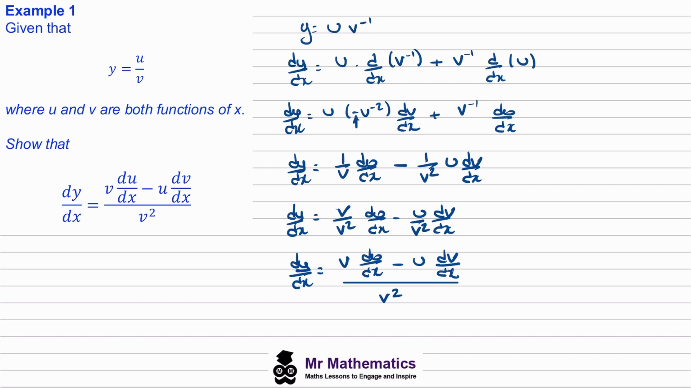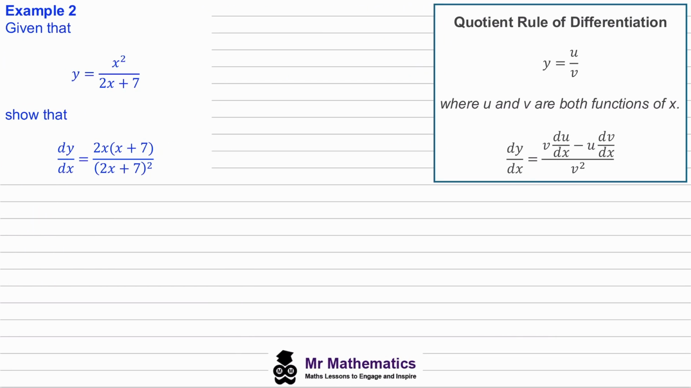This allows us to find the derivative when we've got one function of x divided by another function of x. In example 2, I'm going to show you how we can use this. So we're given this is the equation for y, and we need to show that this is dy by dx. So we need to begin by identifying our u and v terms.